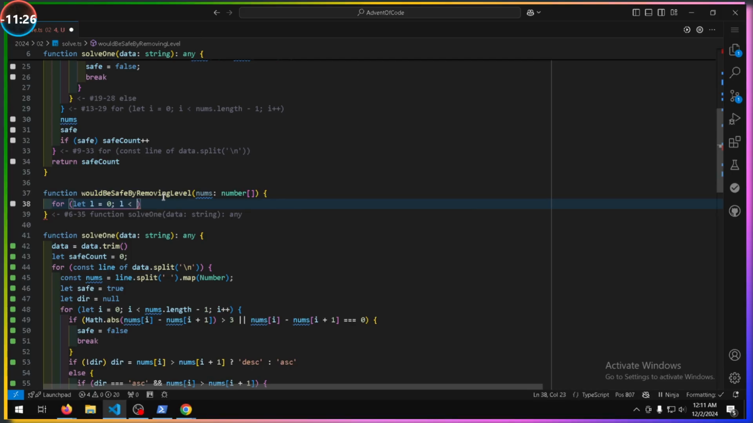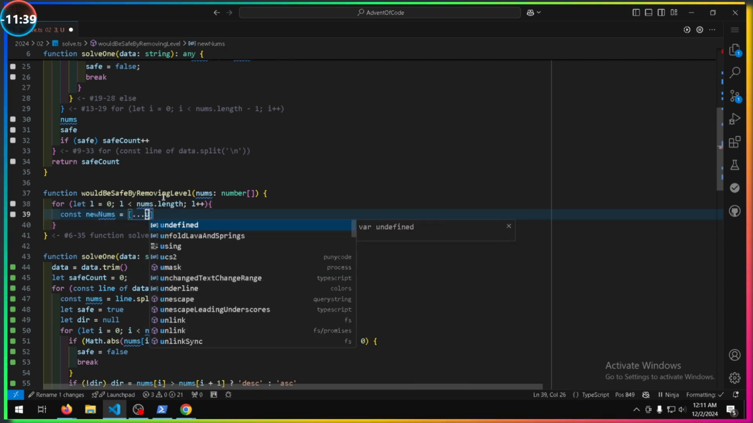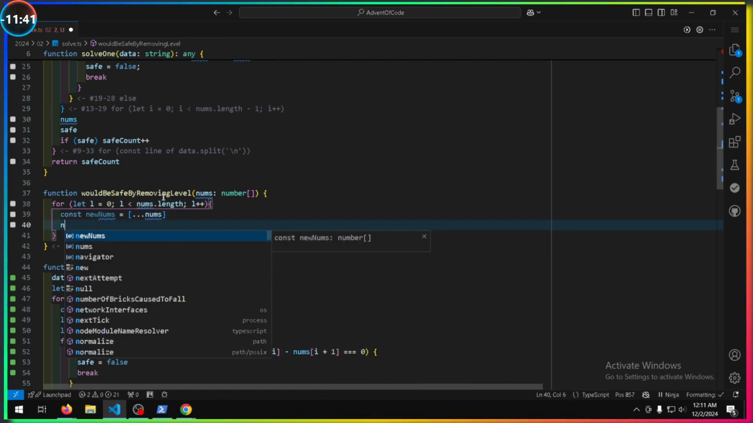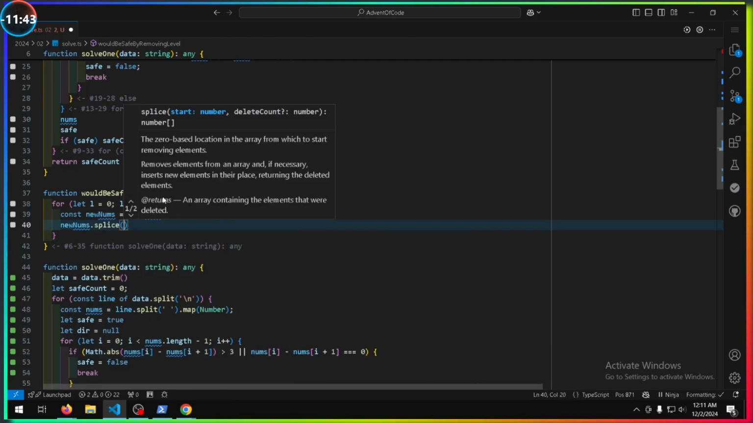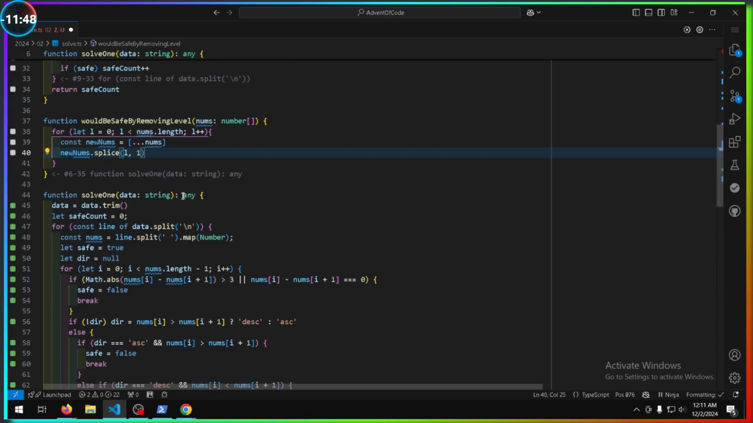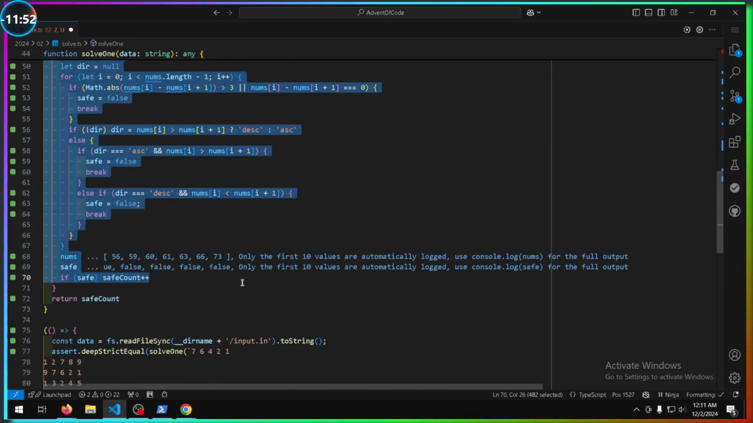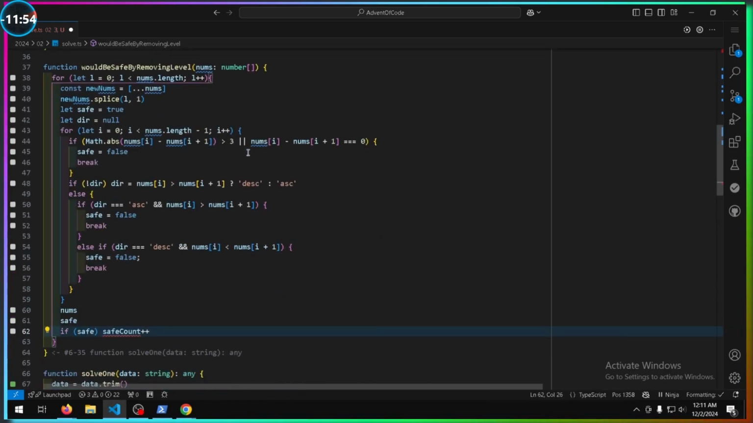And then we're just going to go for L equals 0, L less than nums.length, L plus plus. New nums equals nums, and then just get rid of it. Nums splice L, 1, say goodbye. Now you have new nums. You can rerun your safety logic. Boom, your safety logic, run on new nums.